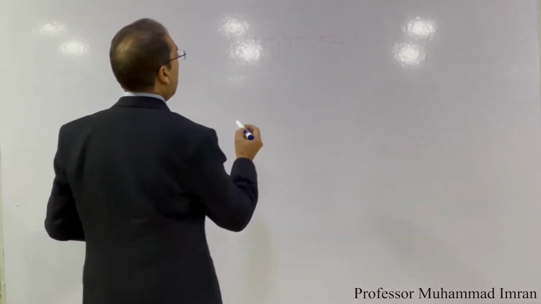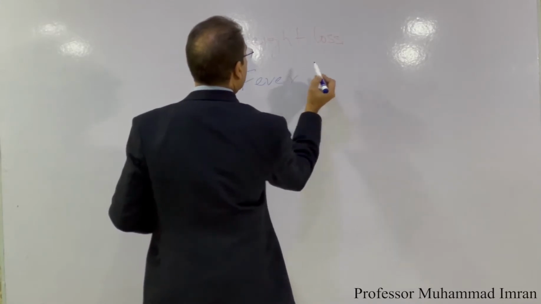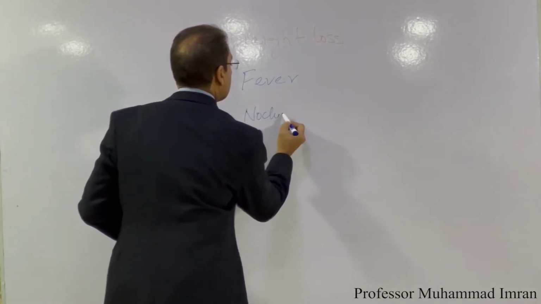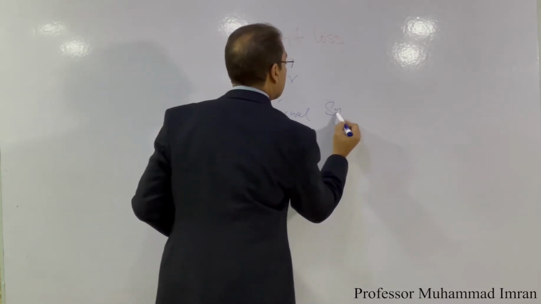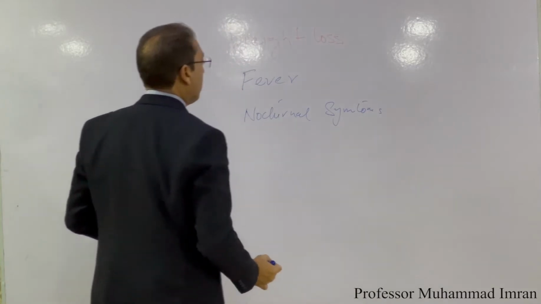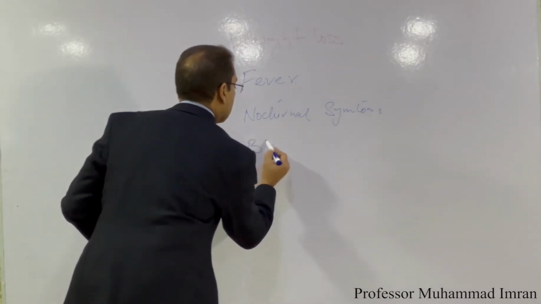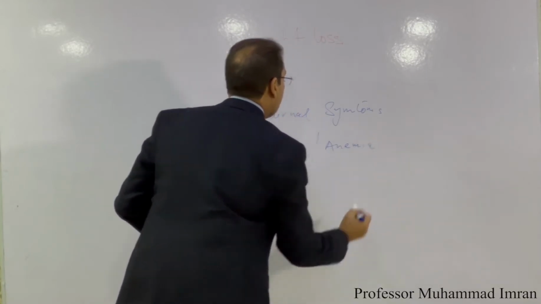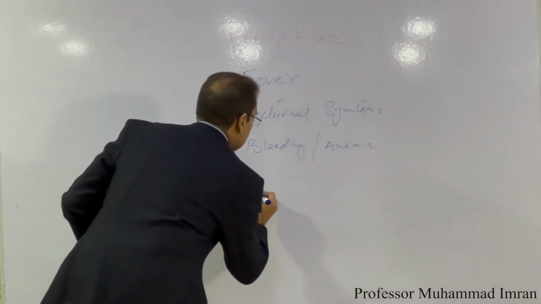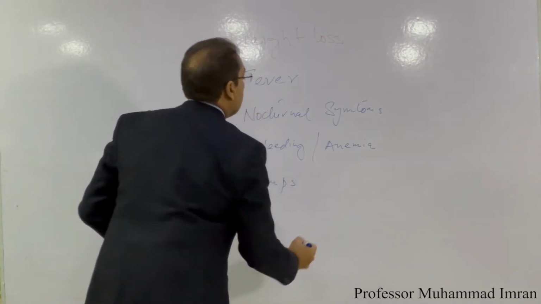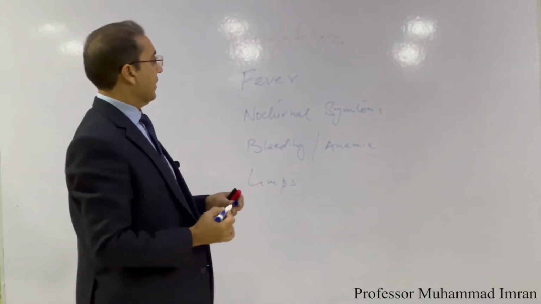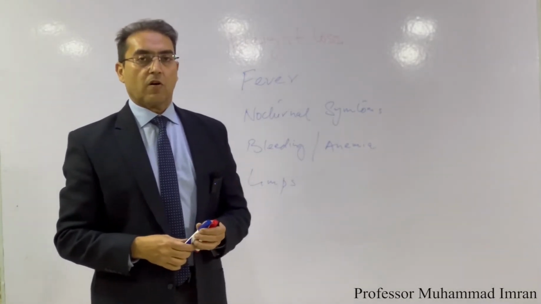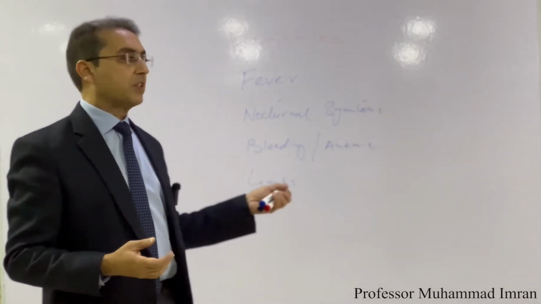Then if the patient has history of fever going on, if the patient has nocturnal symptoms, if the patient is bleeding or showing signs of anemia, or if the patient has lumps and bumps, there are masses in the abdomen, or the patient has enlarged lymph nodes or things like that, you should look for these red flags. If these are present, you should investigate the patient about the presence of organic structural defects which could explain the patient's symptoms.